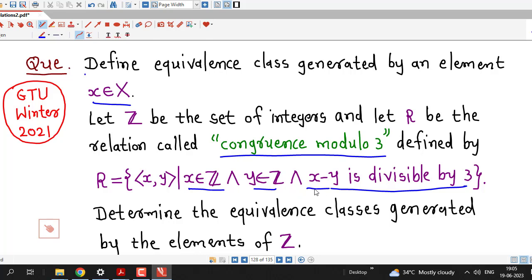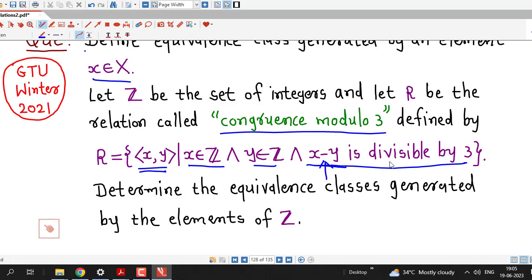We have already seen this congruence relation. Here we have congruence modulo 3. Therefore, we are considering those ordered pairs (x, y) of integers for which their difference is divisible by 3. And we know that this congruence relation is an equivalence relation. So we can talk about equivalence classes corresponding to this congruence relation.